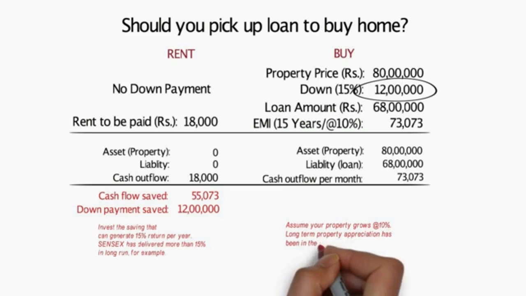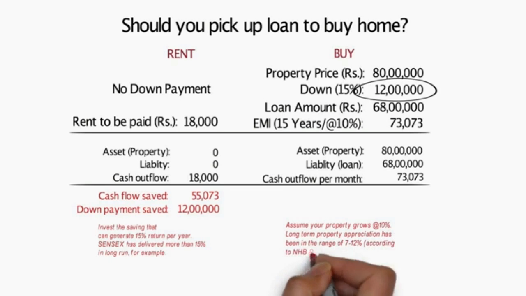On the other hand, if you had bought the property, you can probably assume that your property is going to be growing at about 10%. Why we say that is because if you look at the property appreciation index, which is published by National Housing Bank, Residex, you see that the property has in the last 10 years appreciated between 7 to 12%. So I think in this case, it's a good assumption that your property grows at about 10%.